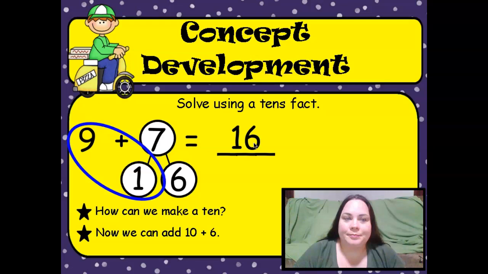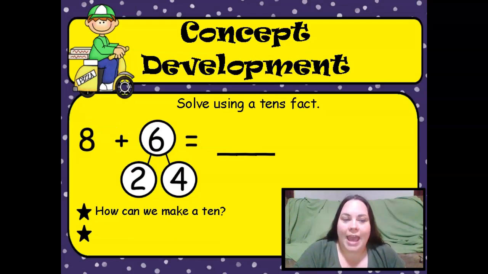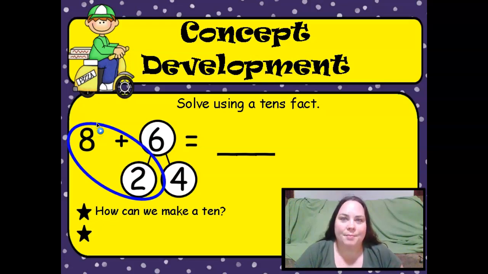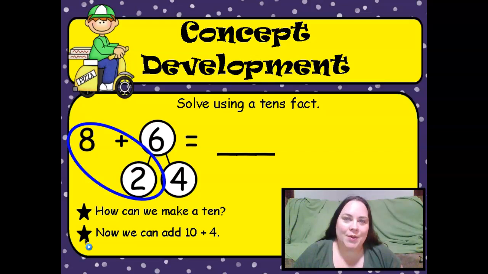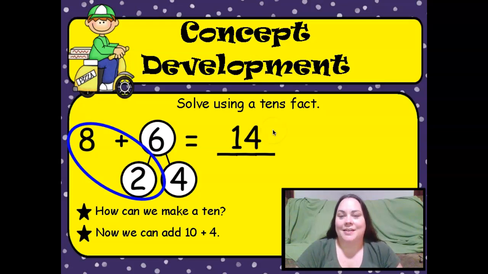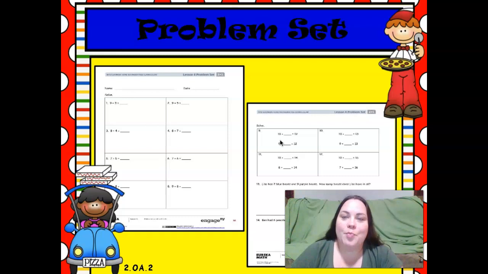Let's try another one. Oh, I gave you the answer to the number bond. So let's see, how do we make a 10? 8 and 2 make the 10. Okay, very good. Now what does our new problem become? 10 plus 4. So 10 plus 4 equals 14. Very good.